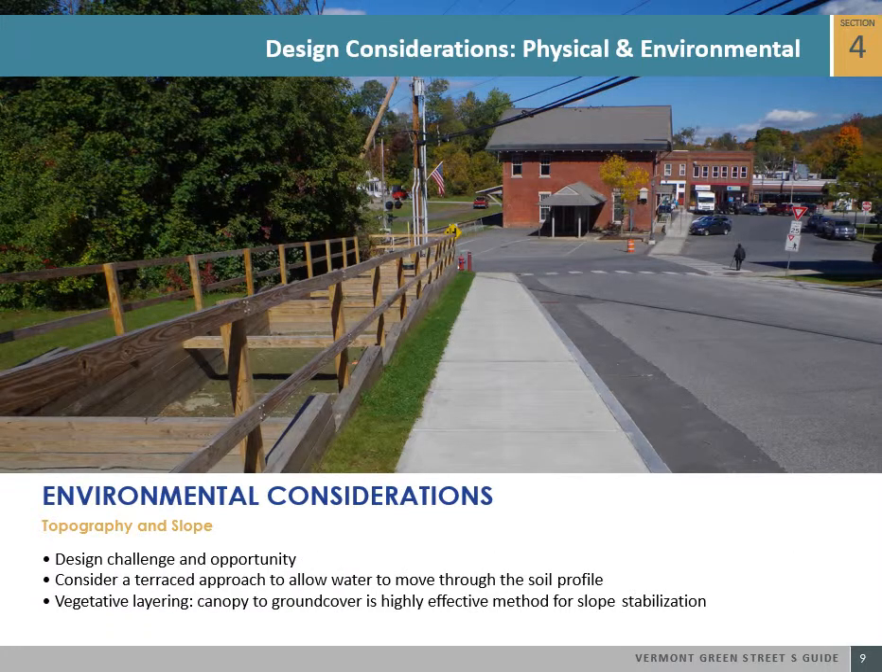Some environmental considerations which are unique to Vermont include topography and slope. Here in our state, where steep slopes can express the character of a town, topography can be a challenge and an opportunity. While the flow of stormwater should be expected to be more rapid and efforts to infiltrate must consider a terraced approach to allow sufficient time for water to move into the soil profile, other factors need to be taken into account in the design stage, including slope stabilization and vegetative cover. Vegetative cover at multiple levels, from canopy to ground cover, is a highly effective method for ensuring stable green spaces on slopes.